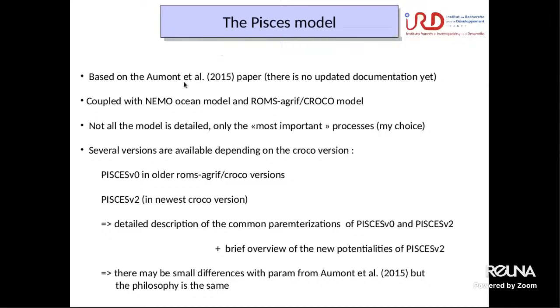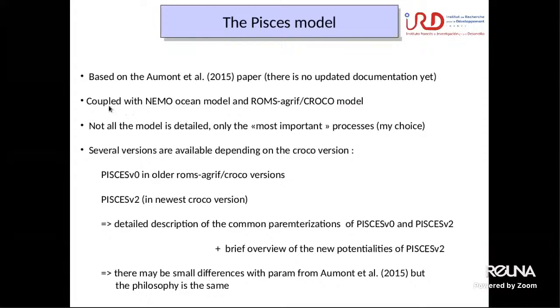So it is a scientific paper. This publication is not really a documentation that describes the code. There is really a difference between a publication and a documentation. And unfortunately, there is no documentation available. There is a plan to produce one, but it's not available yet. So that's a bit of the difficulty with this code.